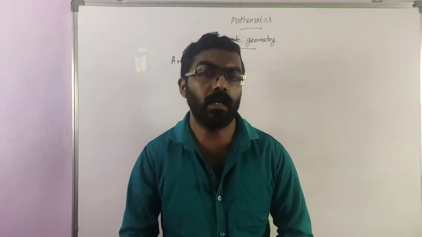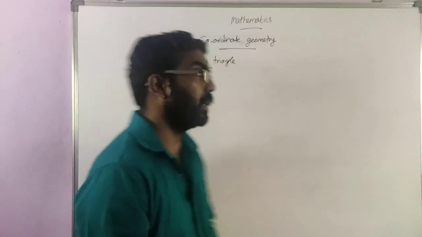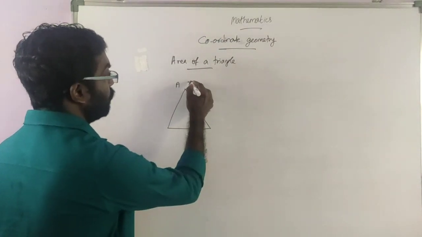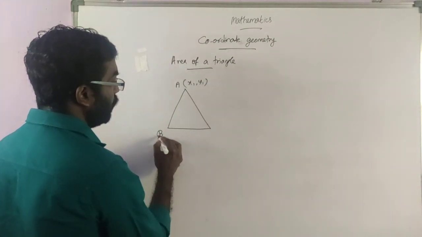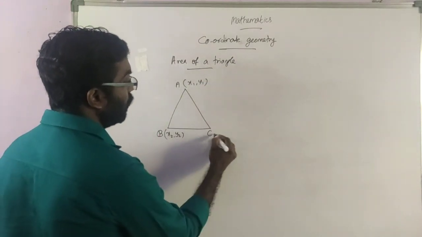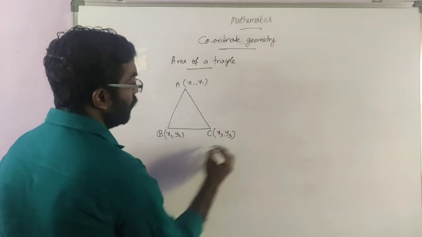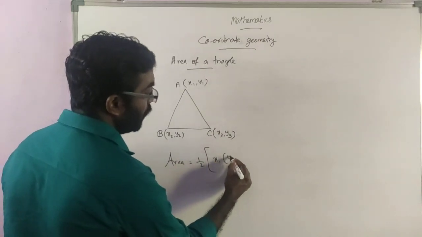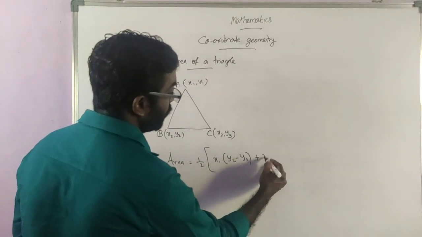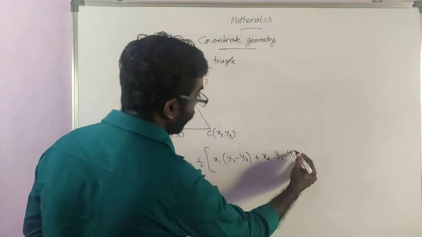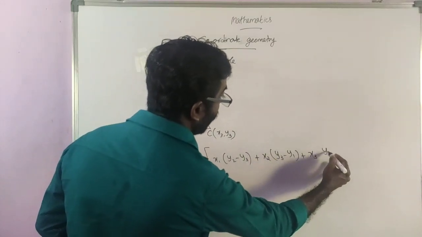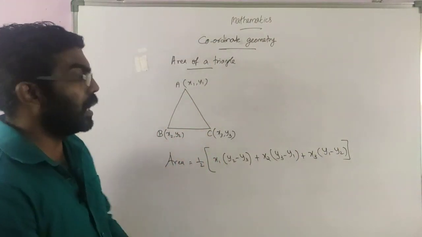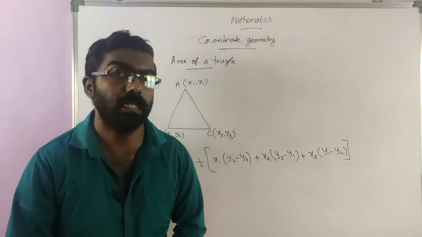When the vertices are given, how can we find the area of a triangle? So we can consider a triangle with vertices A(x1, y1), B(x2, y2) and C(x3, y3). And the area of the triangle is given by half into x1 into (y2 - y3) plus x2 into (y3 - y1) plus x3 into (y1 - y2). So this is the formula to find what? Area of a triangle when the coordinates of the vertices are given.